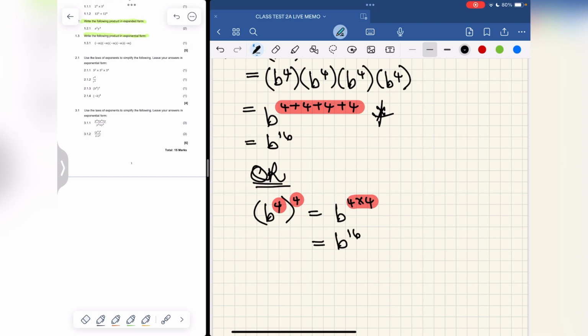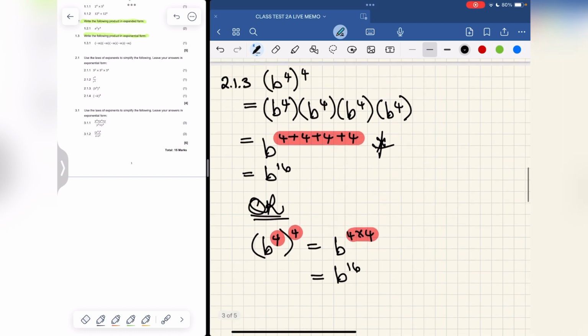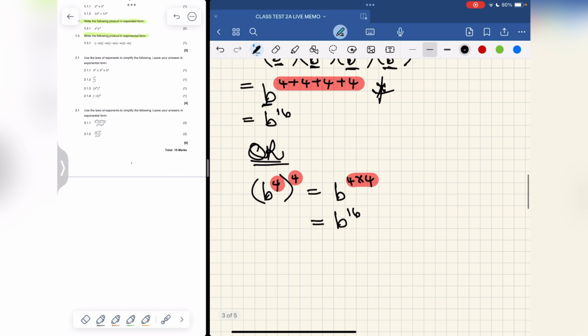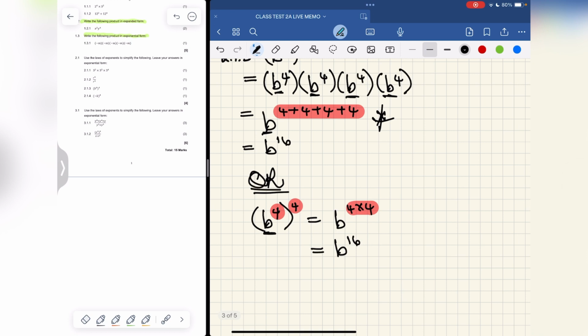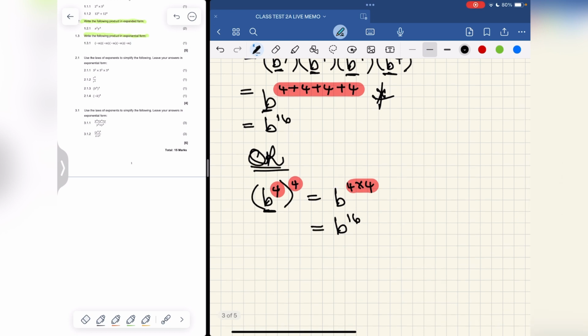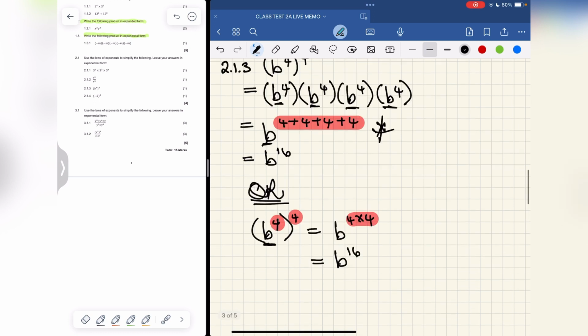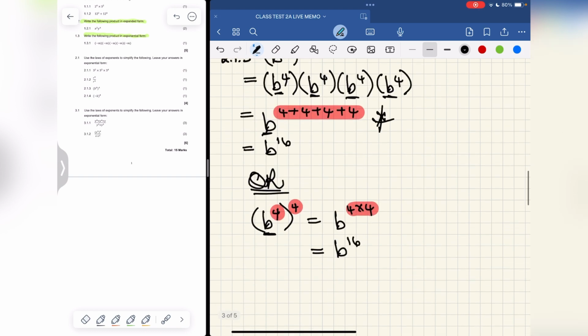I add. Okay, so multiplication happens with the same base of b, and I'm able to keep that base of b and add all my exponents. But over here, I have a power of b to the power 4 being raised again to another power. So instead of adding all the exponents again, I can simply multiply these exponents over here and then get b to the power 16. So please note the difference between those two laws.